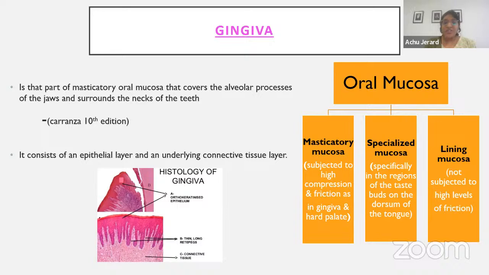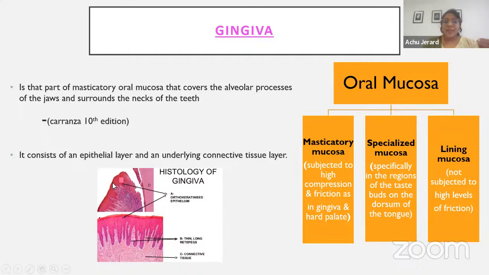So by definition, it is that part of masticatory oral mucosa which covers the alveolar process of the jaws and the neck of the teeth. That is the definition of gingiva. Histologically, or microscopically, when viewed, this gingiva has two main parts: an epithelial part as well as a connective tissue part.